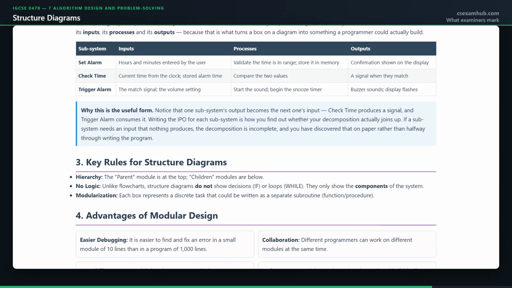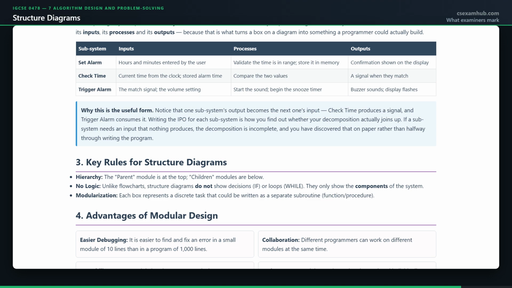4 things to take into the exam. First, a structure diagram shows the hierarchy of a system, not its sequence. No decisions and no loops, and saying so distinguishes it from a flowchart. Second, when asked to decompose a system, produce subsystems that each do one identifiable job and be prepared to break them down one further level.